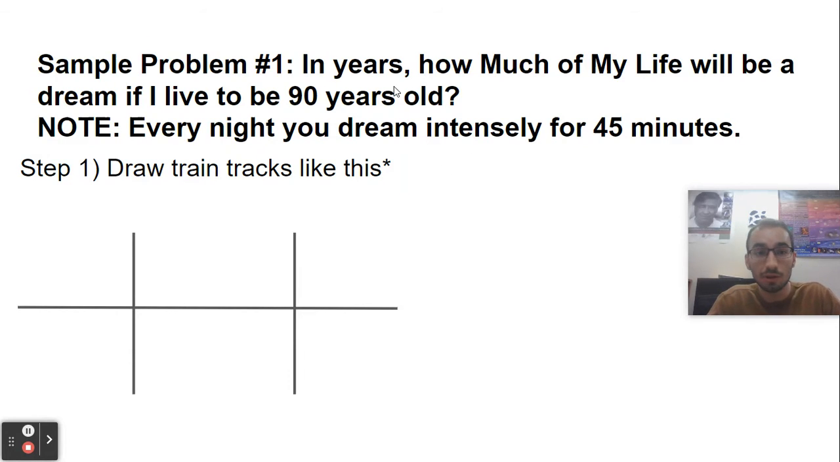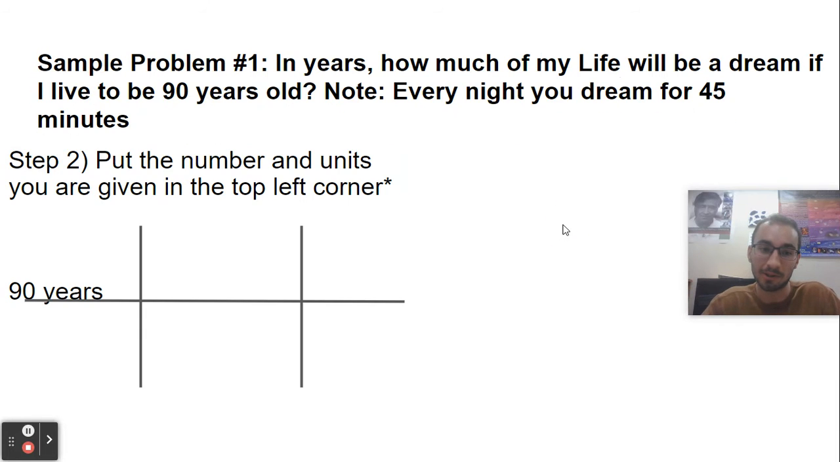I gave you 2 different numbers here, 45 minutes and 90 years old. But the note I gave you was the conversion. You know your lifetime is roughly 90 years. So we're going to start with that number, your lifetime. Okay? So we're going to start with 90 years in the top left. Okay? So that was step 2.